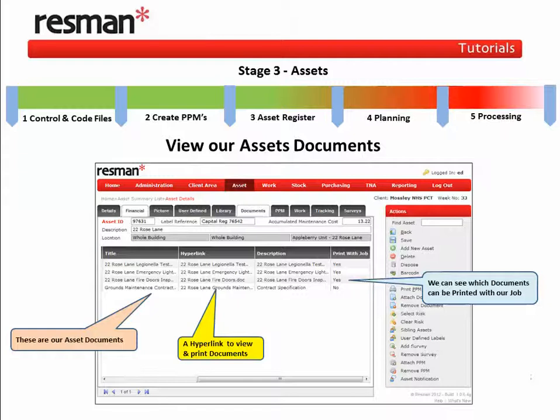We have scrolled this view to the right and you can see the column headed printed with job, where the first 3 documents say yes, and when we come to print a job docket, these documents are available to be printed if required. And that's actually quite important, because we can print those documents either for a requisition job from within the help desk, or, as we're talking about now, with a PPM.